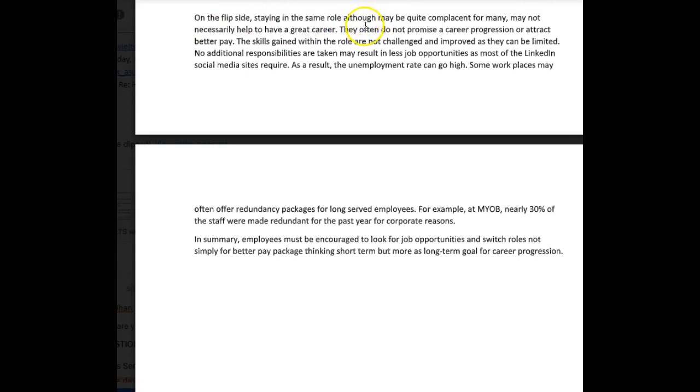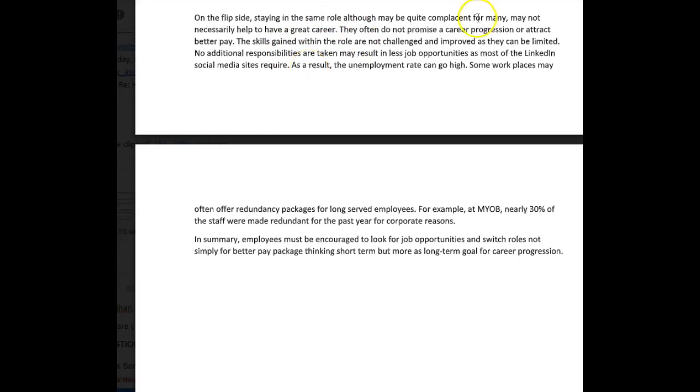let's change this. The "although" doesn't work here. So on the flip side, although staying in the same role may be quite complacent for many, it may not necessarily help to have a great career. I don't know if complacent is really the right word here. They often do not promise a career progression or attract better pay. Who is they? I don't know. The skills gained within the role are not challenged and improved as they can be limited.